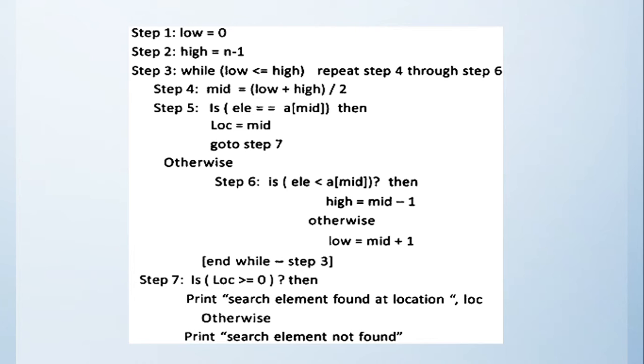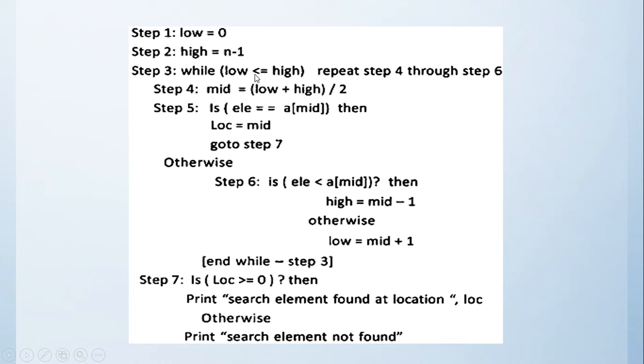Lower bound means the starting point of our array, or you can say the first element of our array. High means the highest point, or you can say the maximum index number in our array. So that is n minus 1. N is the total number of elements in our list. If we have started from 0, then it will be n minus 1.